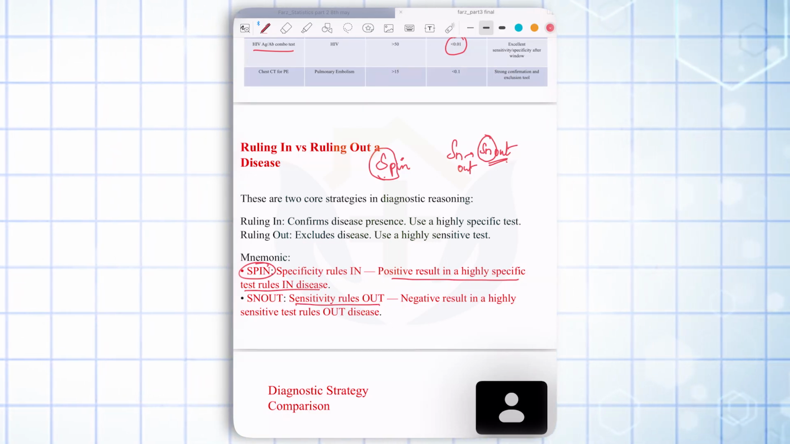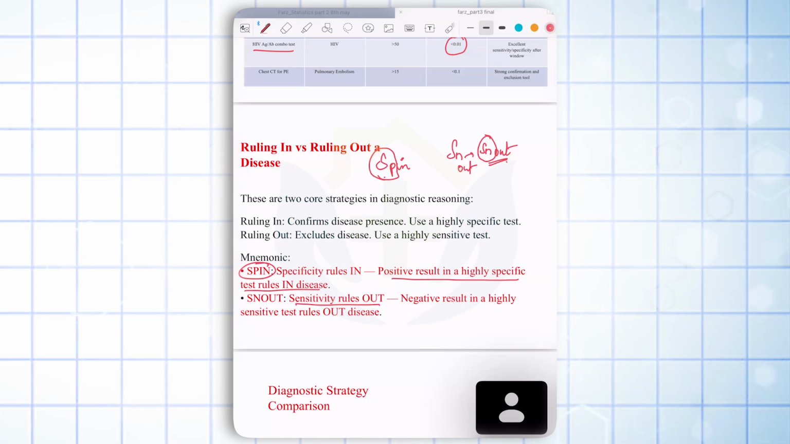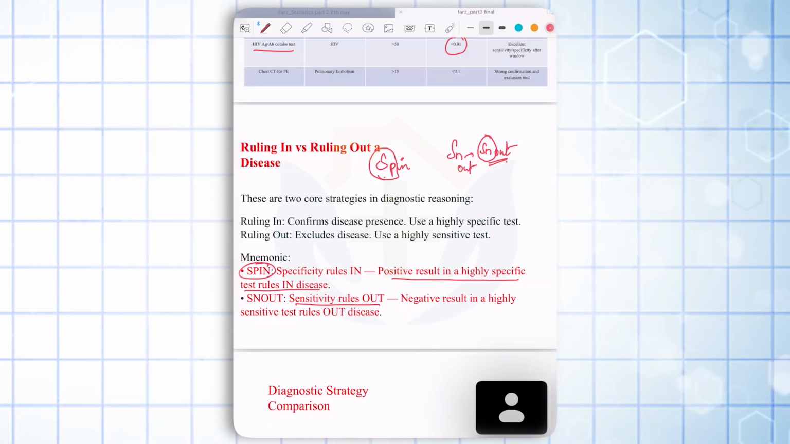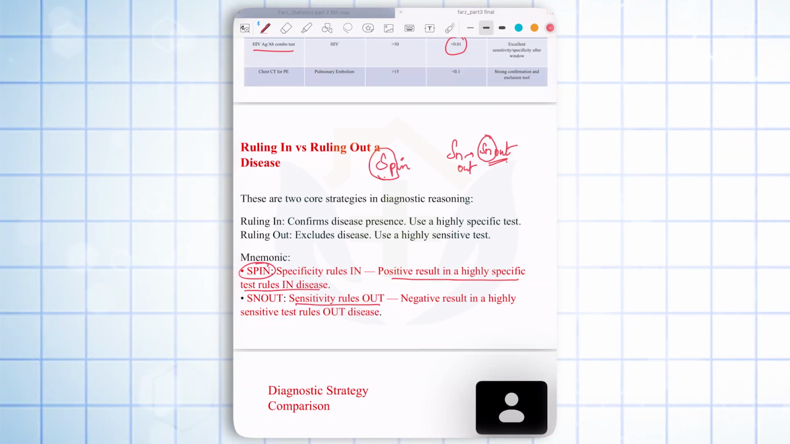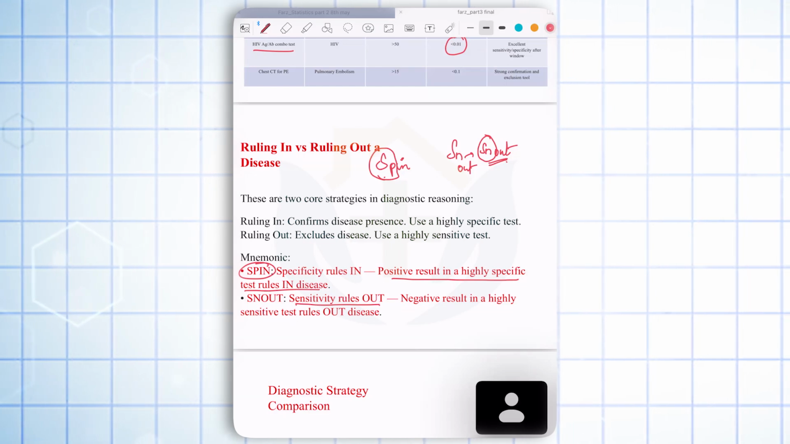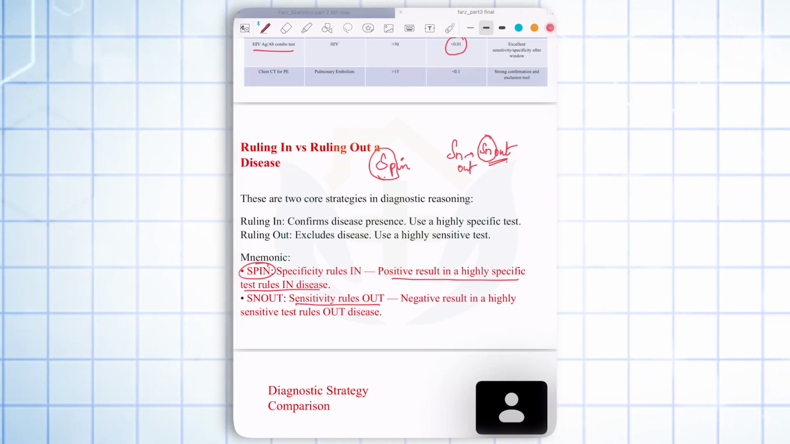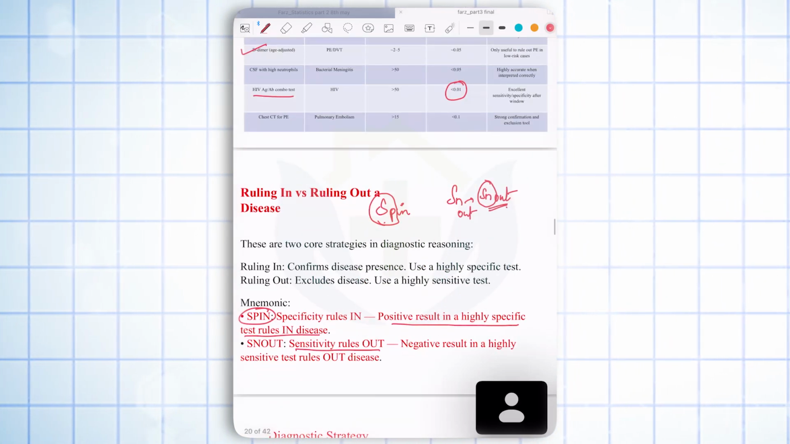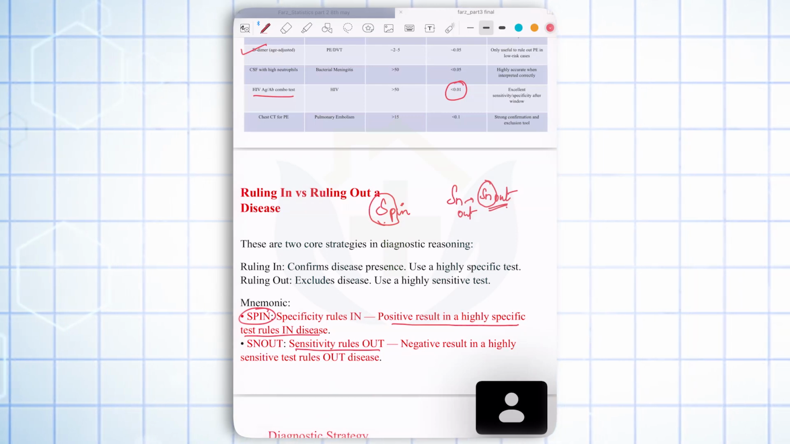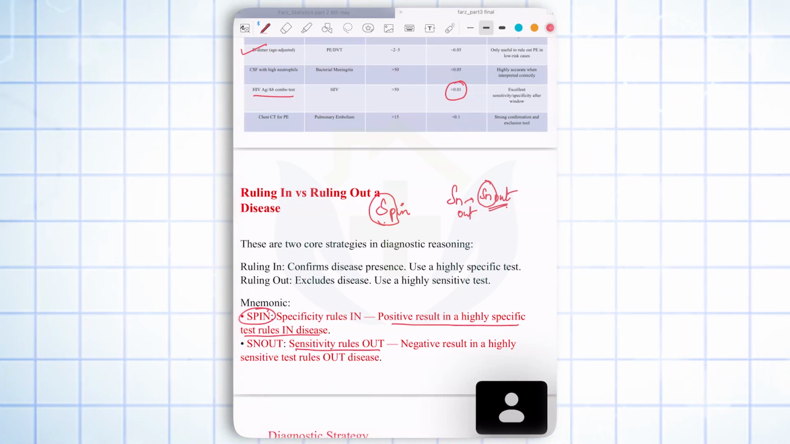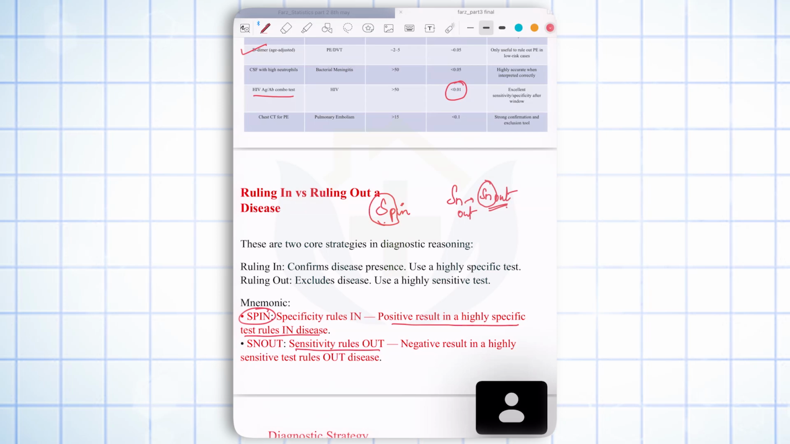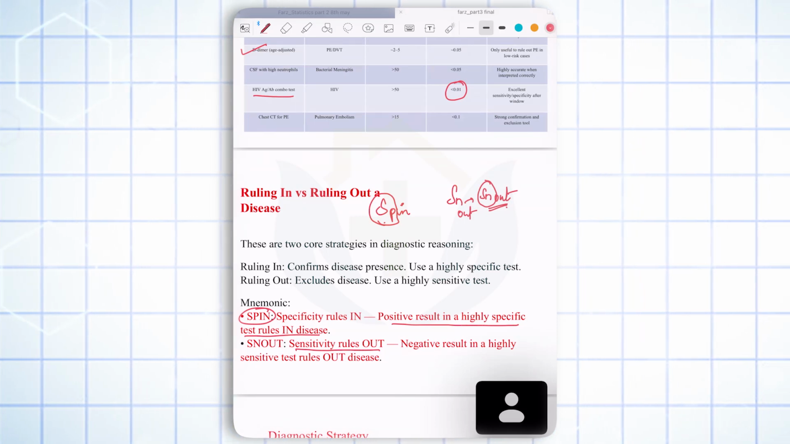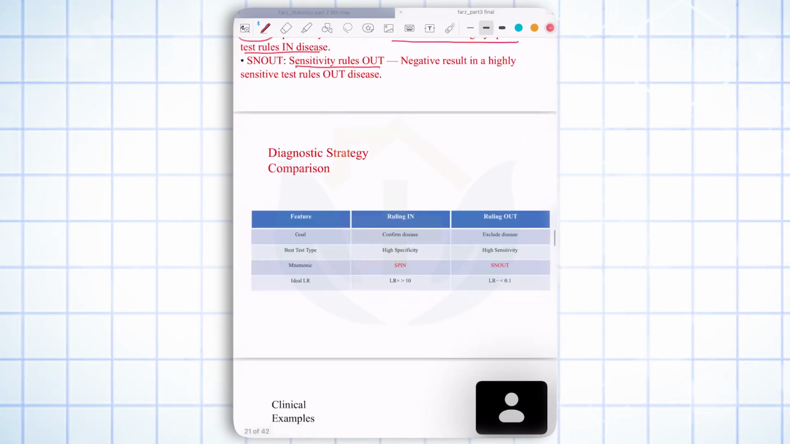Fine. So you just remember these two mnemonics. It will be frequently tested in multiple exams. SPIN: specificity rules in. SNOUT: sensitivity rules out disease. You can also use the likelihood ratio, because the likelihood ratio is also derived from sensitivity and specificity. So either you remember that or you remember just sensitivity and specificity.